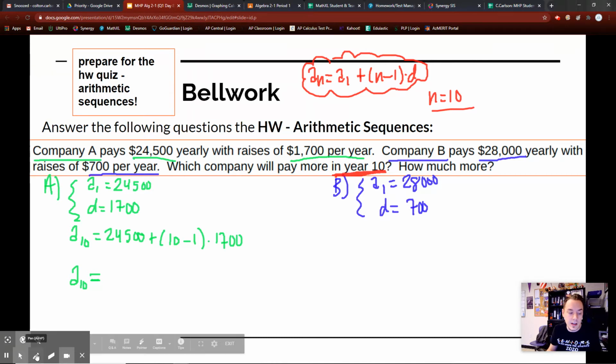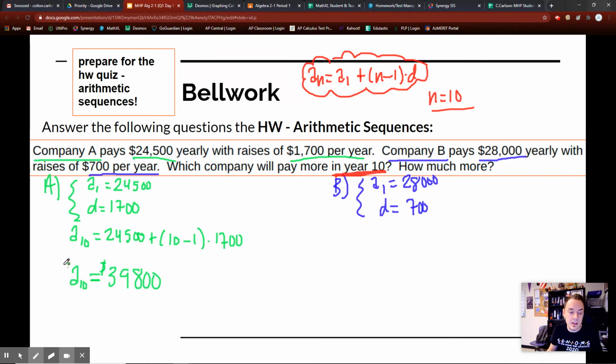I'm going to go over here, and I'm going to write 39,800. This is my answer. I'm going to include the dollar sign because technically we're talking about money. Great. Now let's go to the next one just to see how we can compare them, because I don't know if it's any less or more until I actually solve this.